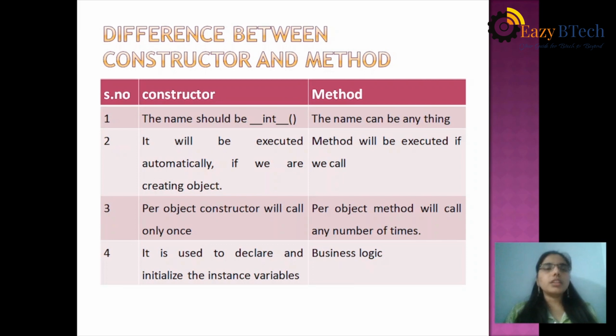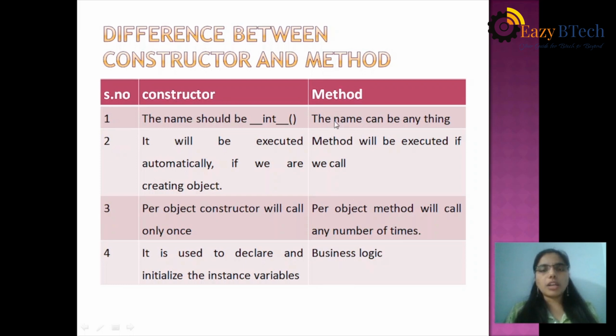Okay. The last concept, see here: the difference between a constructor and a method. What is a constructor and a method? A constructor is a special method, and a method is used for business logic. The constructor name should be underscore underscore init underscore underscore in any class. What is a method? The method name can be anything.